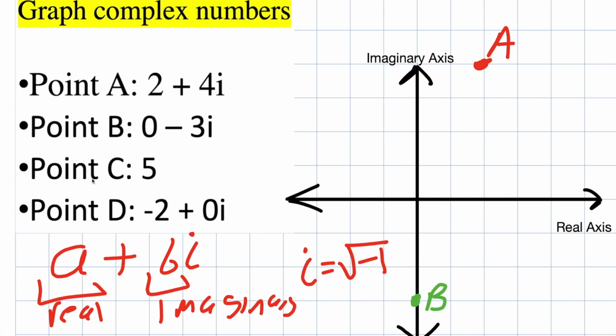The next one says C is 5. So there's no imaginary piece, so we go right 5. 1, 2, 3, 4, 5. And this is going to be C.